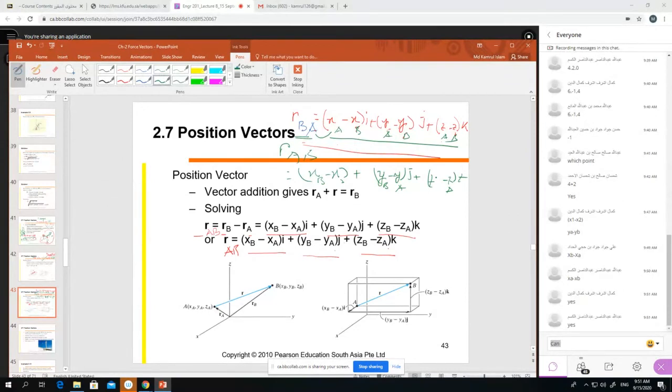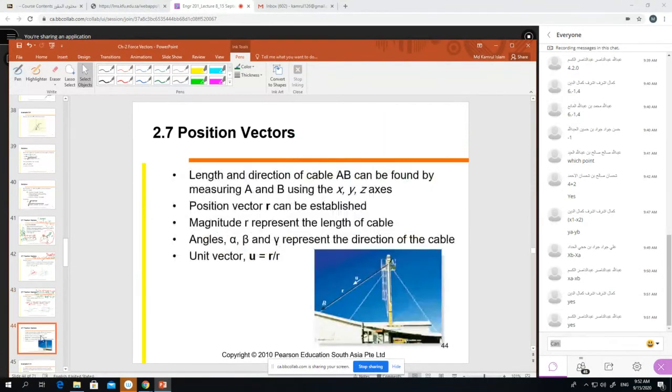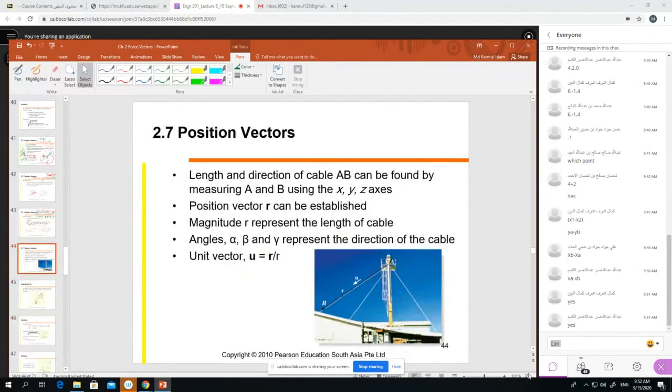All right, yes. So position vector, we learned now position vector. Now we will see some problems or practice. Length, direction of cable, position vector. What is the use of it? Why do we learn it, right? Like position vector, from this one, what can we learn? The length and direction of a cable. We can learn, as an example, we have a cable here.